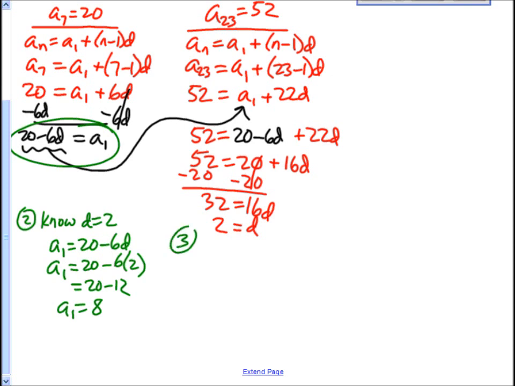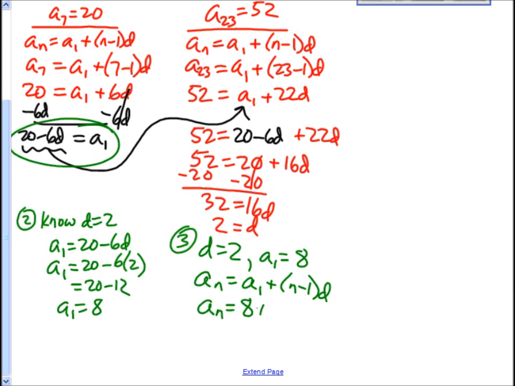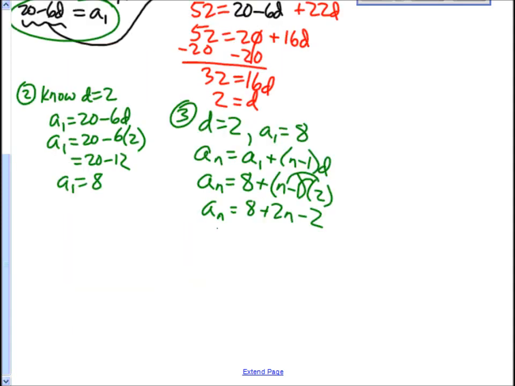So finally, we know d is 2. Our first term is 8. Now we can write the rule. Distribute that 2 through to each of those. And I like to write that 2n plus 6. There's our rule to find any term that we want.